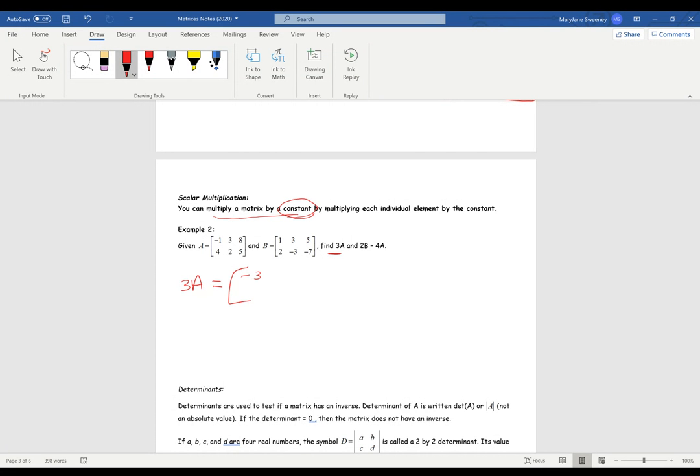Just gonna make that a little bigger. 3 times 3, get 9. 8 times 3, 24. 4 times 3, 12. 2 times 3, 6. 5 times 3, 15. That's my answer.